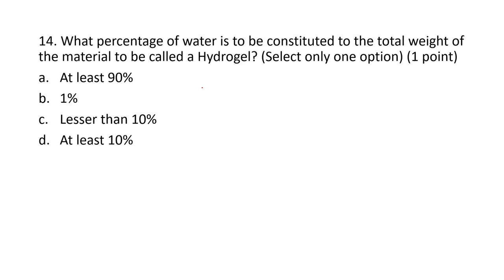Another reason is that if it is not swelling, it is not having pores at all. If it is not having pores, then it won't have any space for cell migration, proliferation, or any of the cellular activities that a normal ECM will support. So these are the two reasons. So at least 10% swelling should be present in your hydrogel construct that you prepare. So the answer is option B.